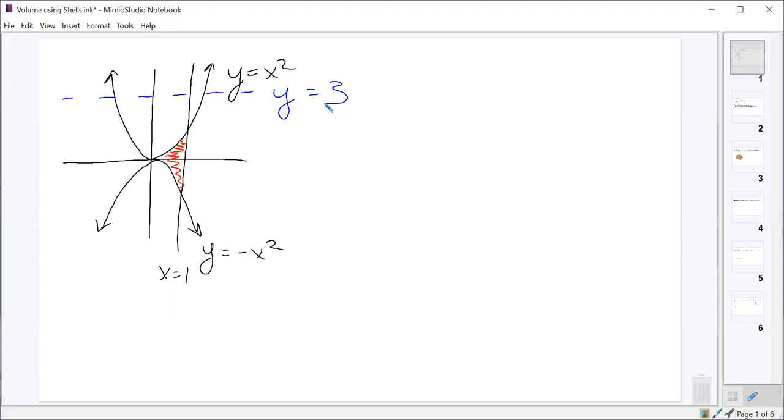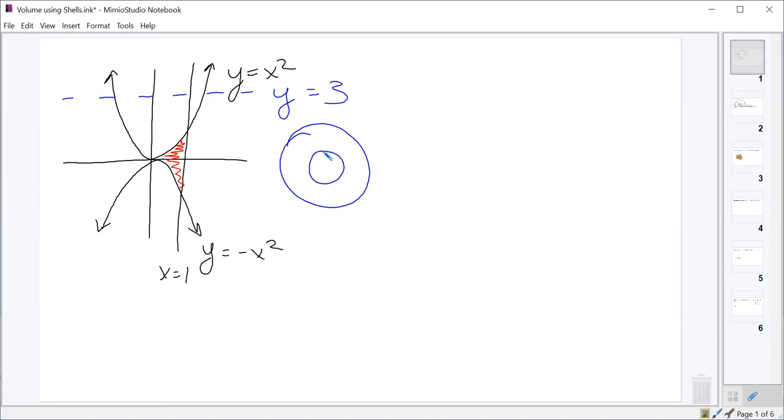Since we're revolving around a horizontal axis, in order to get circular or washer cross sections, which way do we need to slice it? Right, vertically. It's always perpendicular to the axis that we're revolving around. If we slice it vertically, we get these cross-sectional rings. That's pi times the outer radius squared minus pi times the inner radius squared. Everybody in Zoom good with that? Wonderful.